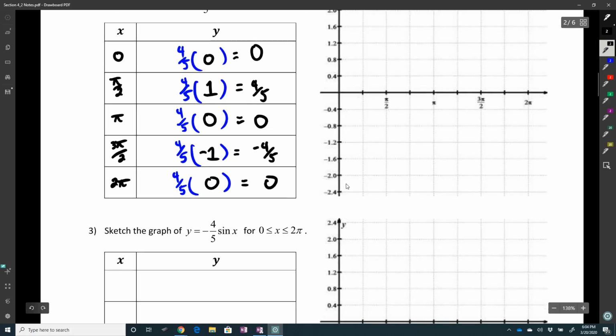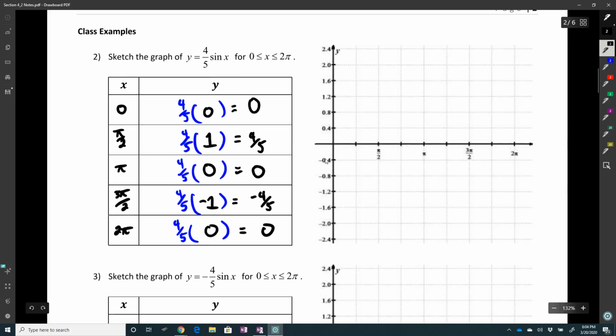All right. Anyway, so if we can plot these points, and we have 0, 4/5 at pi over 2. 4/5 is 0.8. And then we have 0 again, -0.8, 0. So notice that this graph, it's the same shape. It's just smaller, more compact.